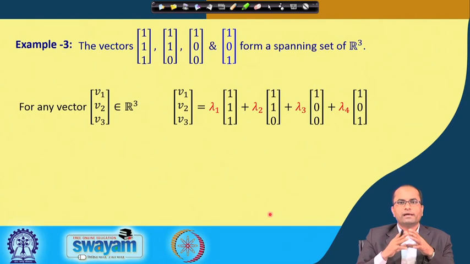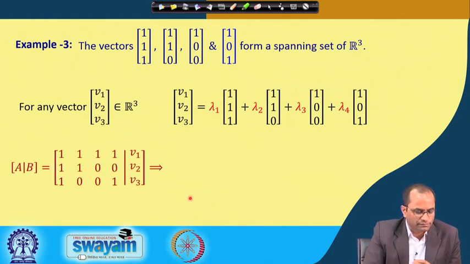So, we have these 4 lambdas now: lambda 1, lambda 2, lambda 3, and lambda 4. We again have 3 equations, but there are 4 unknowns. The unknowns are these lambdas. The first equation is the sum of all these lambdas equal to v1, the second one lambda 1 plus lambda 2 is equal to v2, and from the third equation we have lambda 1 plus lambda 4 is equal to v3. Having these 3 equations and 4 unknowns, we will again set up the augmented matrix.